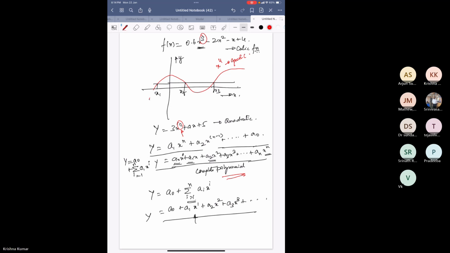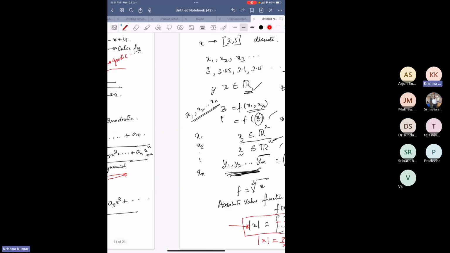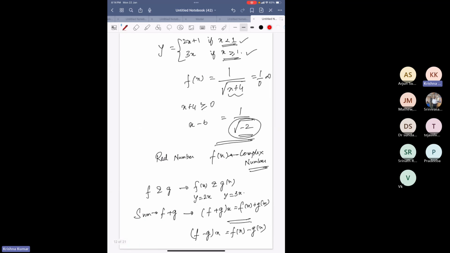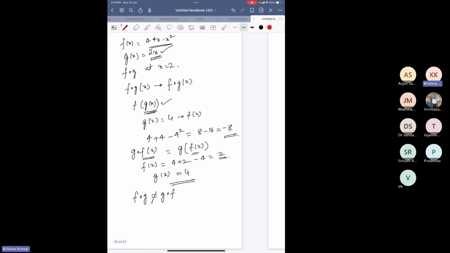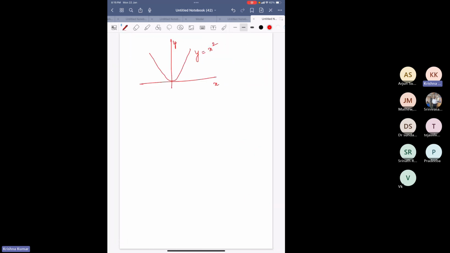So depending upon the power of x, we can have quadratic functions. You would have seen quadratic functions, solutions for quadratic functions, and so on. So depending upon the power of x, it can be quadratic, cubic, 3 means cubic, and so on.